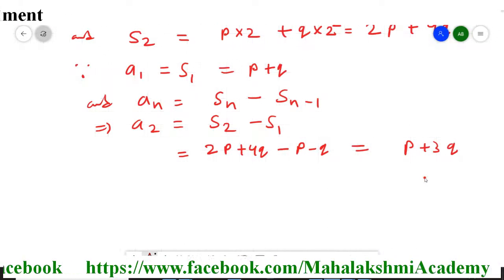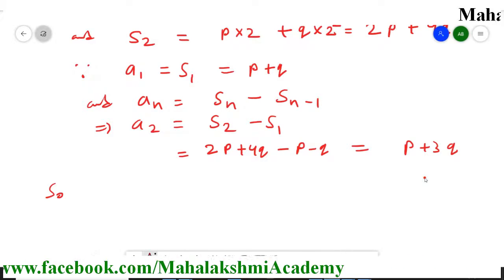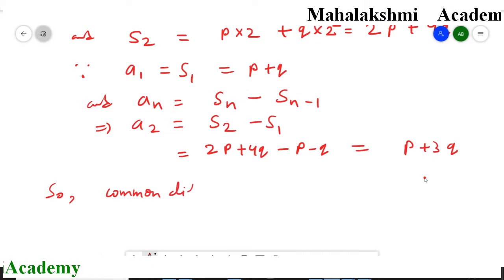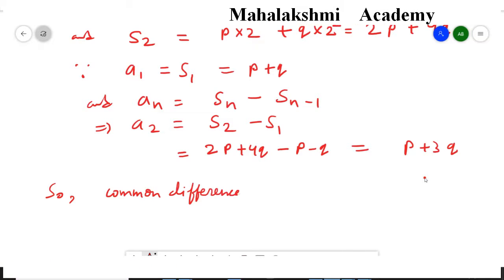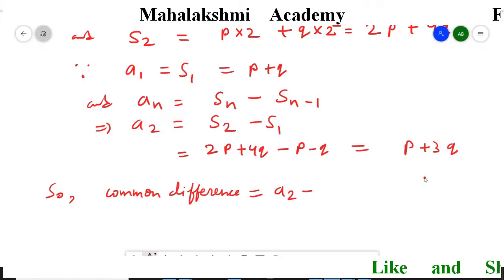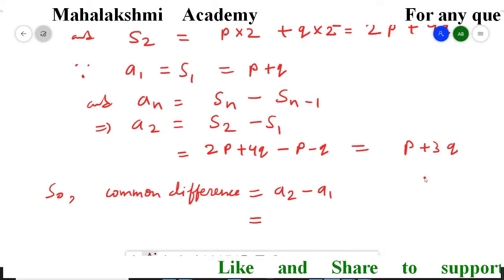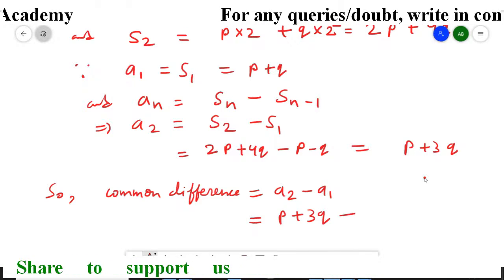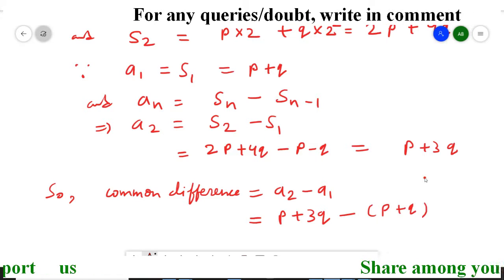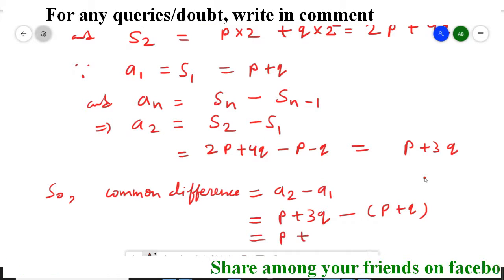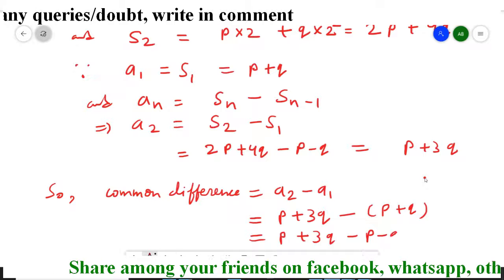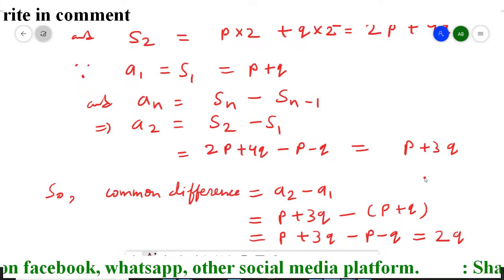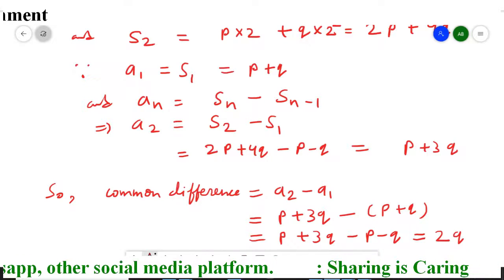So we are going to write down here, common difference is equal to A2 minus A1. A2's value is P plus 3Q and A1's value is P plus Q. Now we will open the bracket, so we get P plus 3Q minus P minus Q, that will give you the answer 2Q. So this question is completed. The common difference we obtained is 2Q.